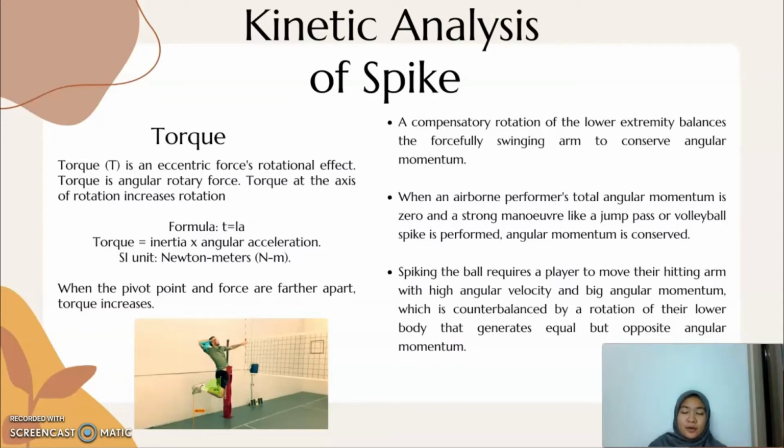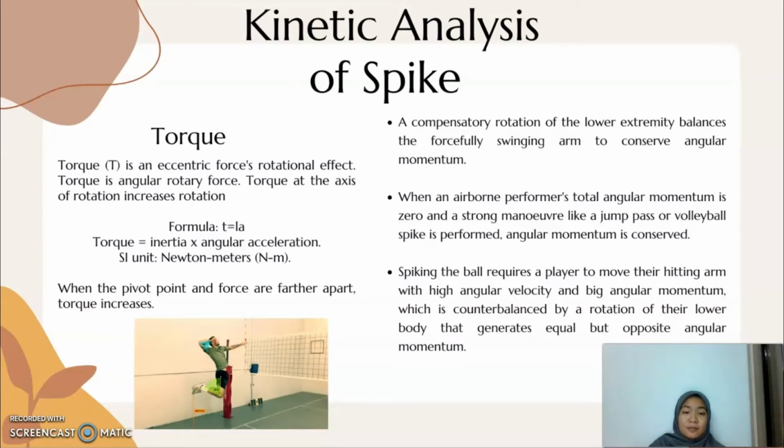When the pivot point and force are further apart, which means more space, it can generate more torque. A compensatory rotation of the lower extremity balances the forceful swinging arm to conserve angular momentum. Next, when an airborne performer's total angular momentum is zero, and a strong maneuver like a jump pass or volleyball spike is performed, angular momentum is conserved.